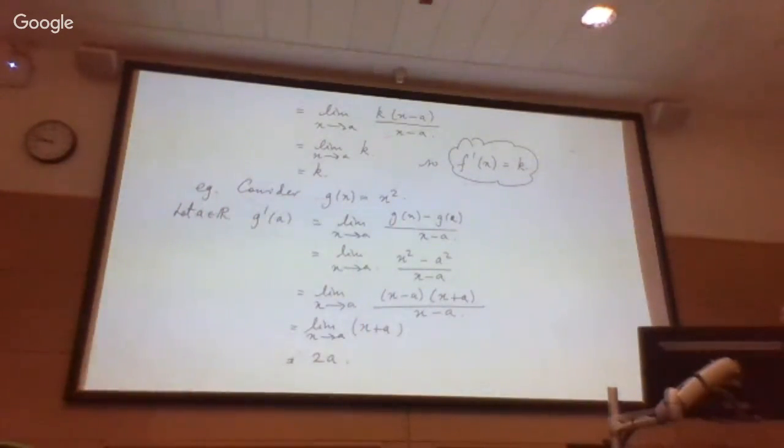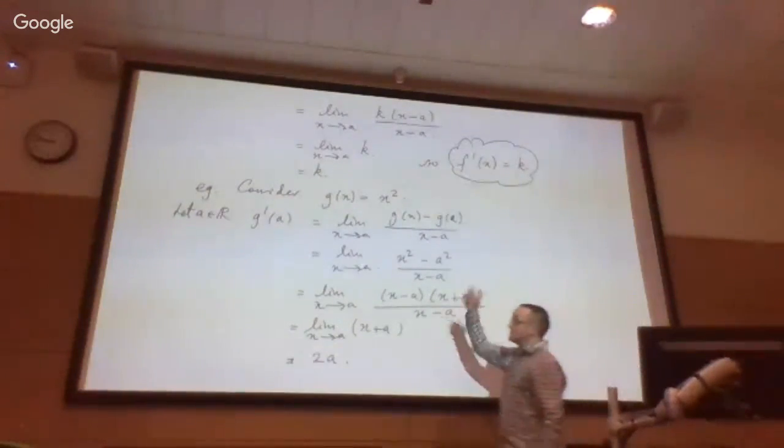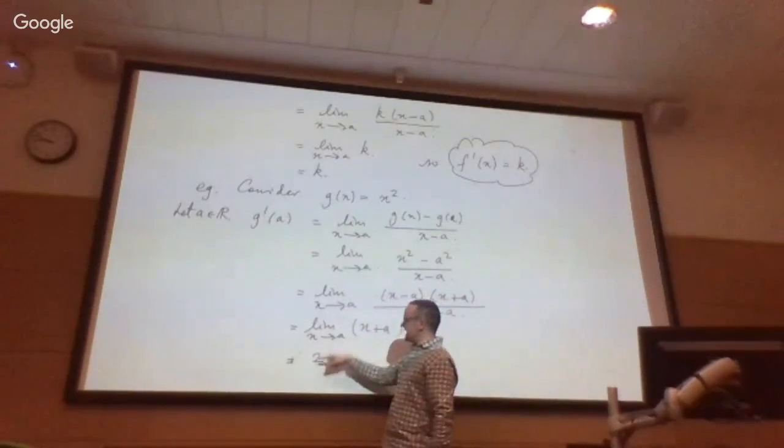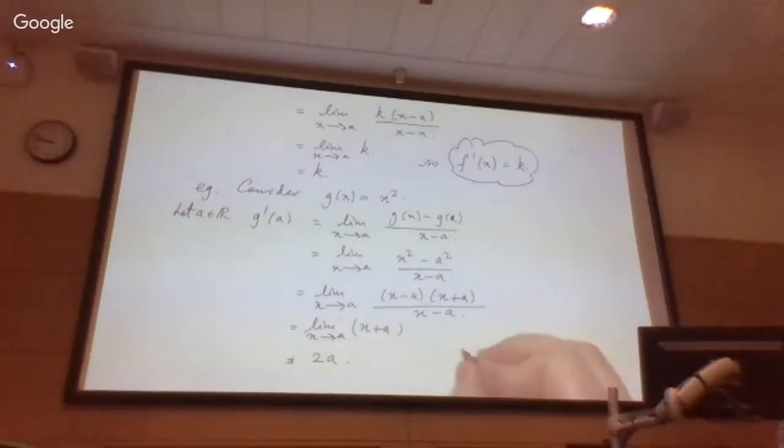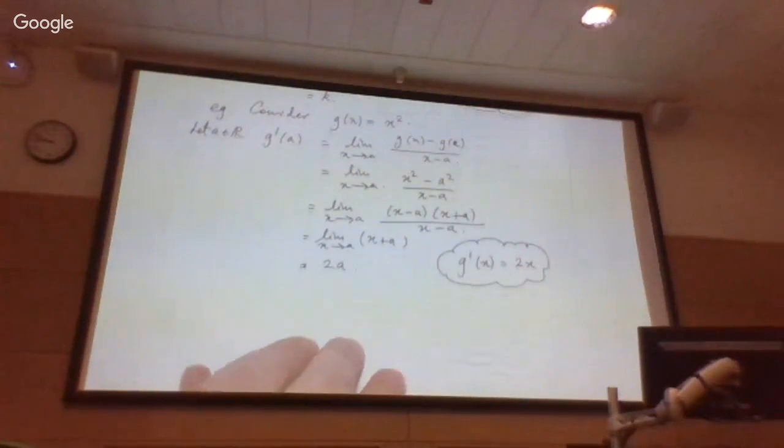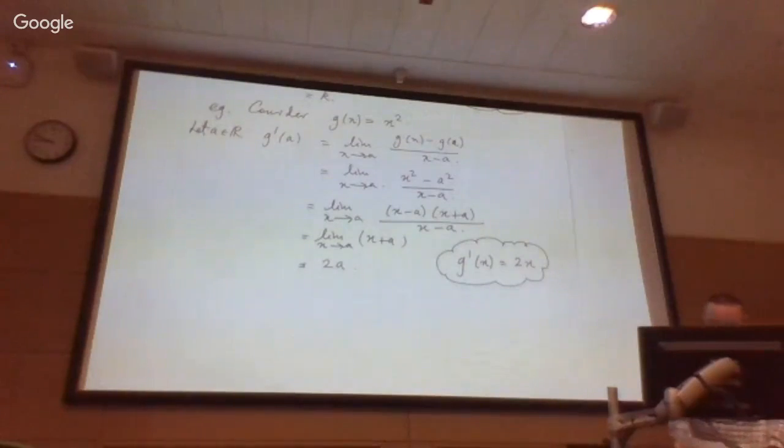There's no special restriction on the value of a. So the derivative of this function g at a is always 2 times a. That allows us to say we have a new function: g of x is equal to x squared, and the derivative of g is equal to 2 times x.